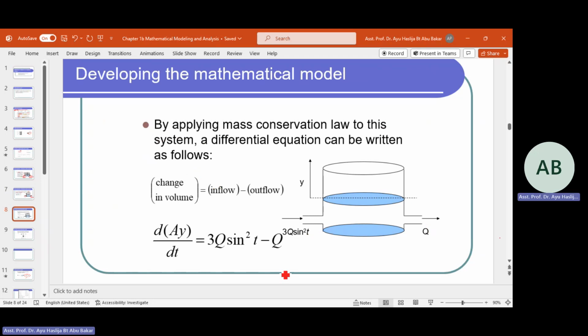By applying the mass conservation law to the system, we can write the equation as this. The change in volume, delta V, equals the inflow, which is Q in, minus Q out. From that general equation, we know that the V over here is equal to A multiplied by Y, area multiplied by height. That is the general volume equation. So the change in time, dV over dt, equals Q in minus Q out.